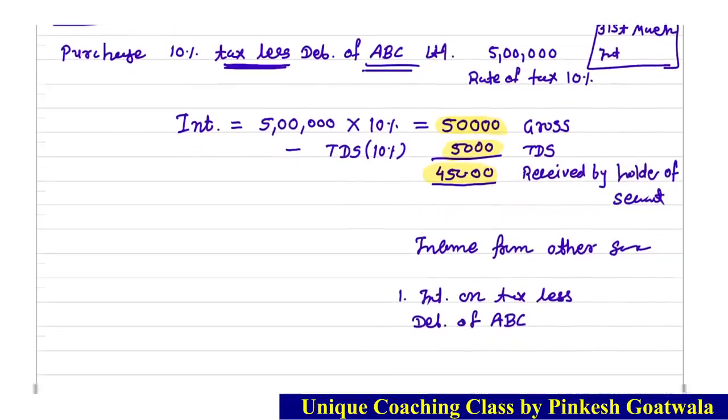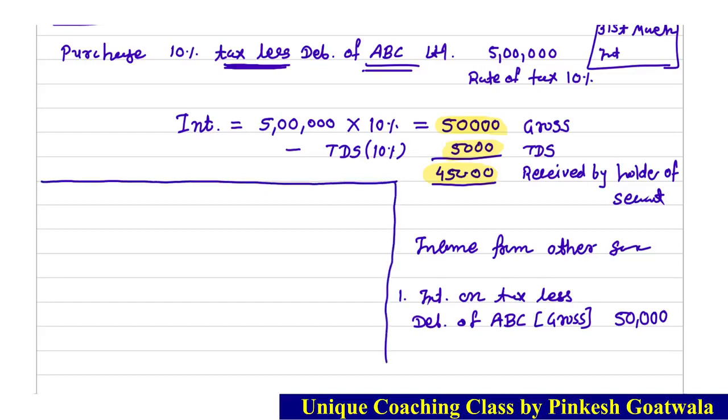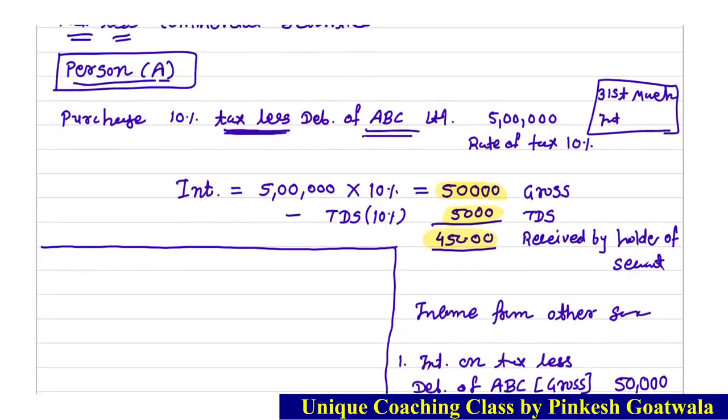So here remember we have to show always the gross amount, like I told when I explained about lottery and card games, that we have to show always gross income. So here we have to show gross income, that is 50,000. Clear this point? Okay, now in a question you will get two types of information. This point has been clear: what is tax less security, tax less commercial security.